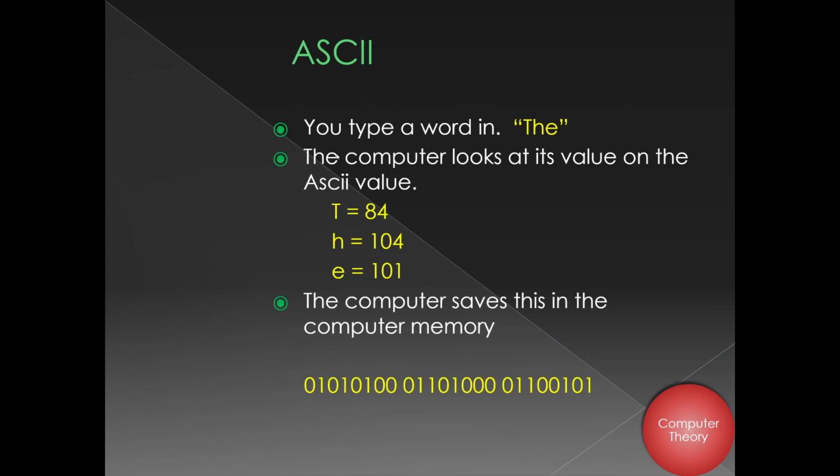So the way ASCII works is you type in a word, and the computer looks at the value of what letter you're telling it. So if you press a capital T, it goes, you've actually told me 84, so I need to convert that into binary and then convert it back to put it onto your Word document as the letter T. H is 104, E is 101. The computer saves this in its memory as binary and uses it accordingly to display it appropriately so you know what you've done.